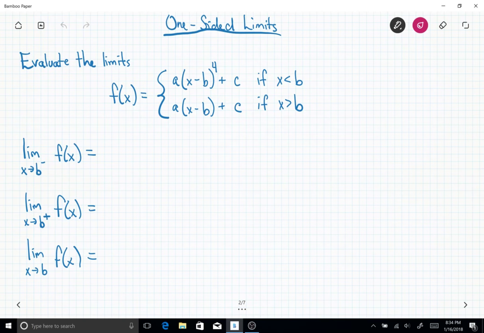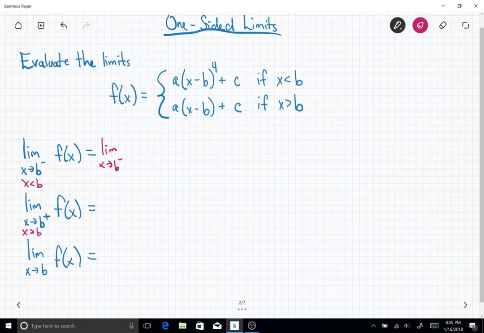Evaluate the limits of f of x equal to this piecewise function: a times the quantity x minus b raised to the fourth power plus some c if x is less than b, and a times the quantity x minus b plus c if x is greater than b. So notice, when we approach b from the left, this means that x is less than b, and that's where we're approaching, versus b from the right means we're starting with x greater than b and approaching from that side.